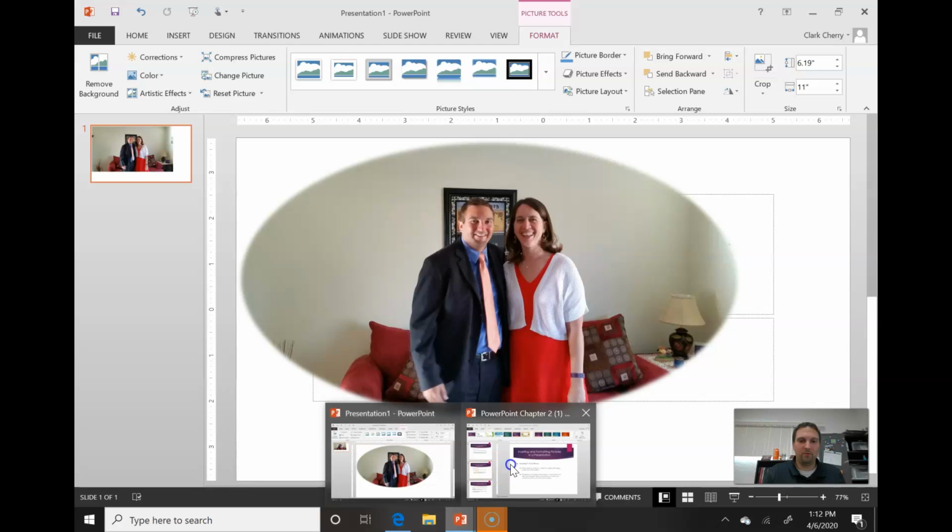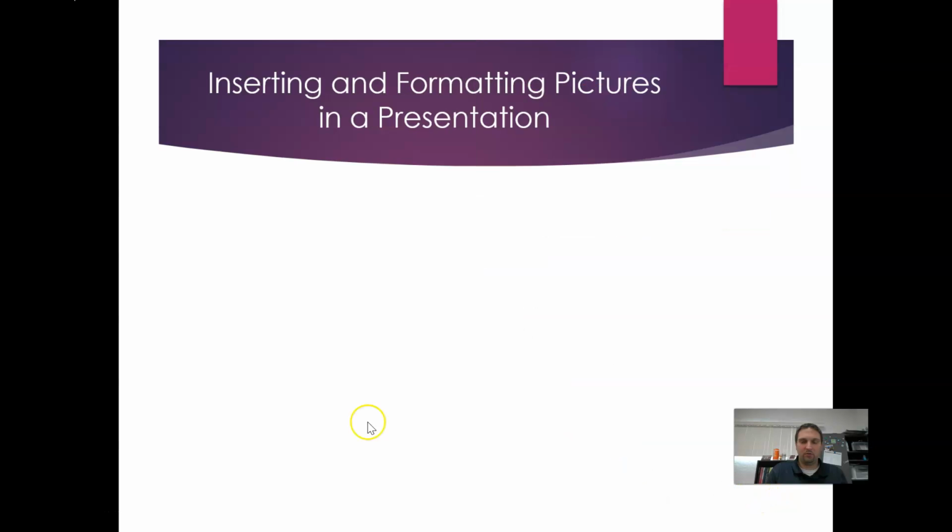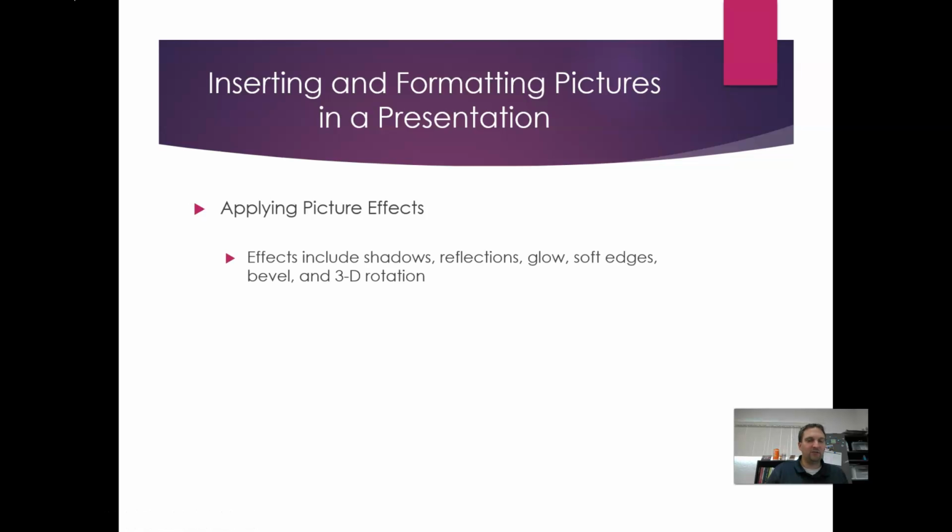Back to PowerPoint. My other PowerPoint anyway. Here we go. Apply page 89. Effects would include several different things. You could shadow the picture. You could have reflections for it. Glow, soft edges, bevel, and 3D rotation.